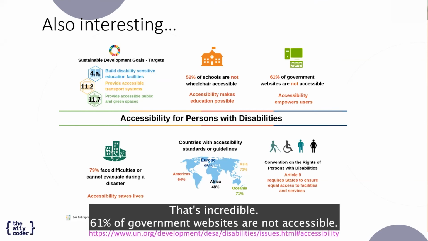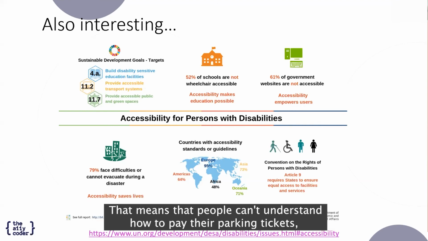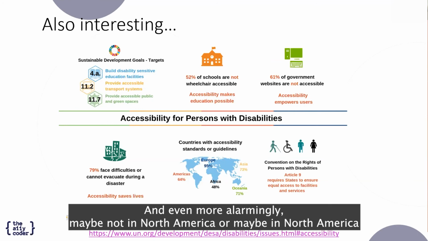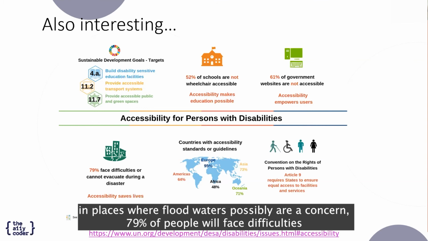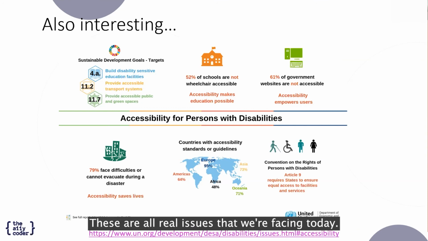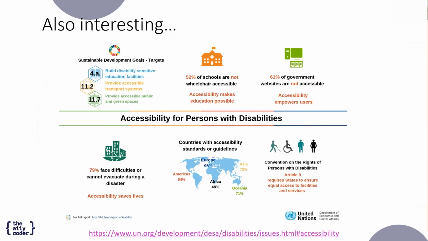That's incredible. 61% of government websites are not accessible. That means that people can't understand how to pay their parking tickets, or maybe they don't understand where to go get water or garbage disposal, right? And even more alarmingly, maybe not in North America, or maybe in North America, in places where floodwaters possibly are a concern, 79% of people will face difficulties and could not evacuate a building in the case of a disaster. Imagine if the flight of stairs was too much. These are all real issues that we're facing today.